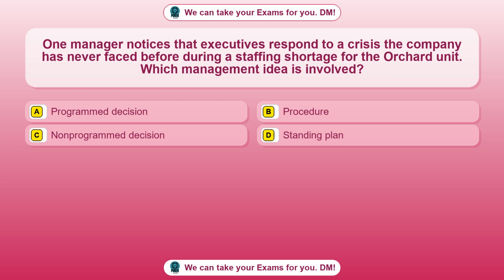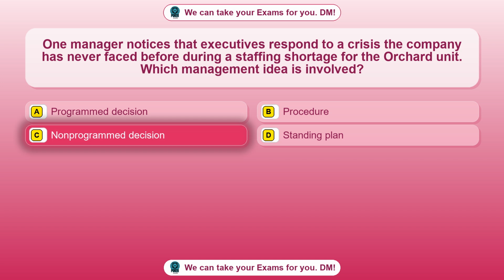Question 86. One manager notices that executives respond to a crisis the company has never faced before during a staffing shortage for the Orchard unit. Which management idea is involved? Option A, program decision. Option B, procedure. Option C, non-program decision. Option D, standing plan. The correct answer is option C, non-program decision.